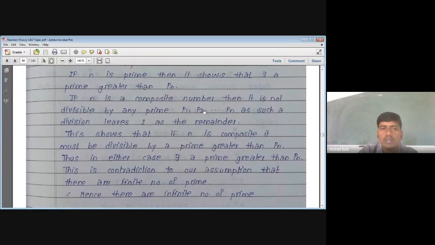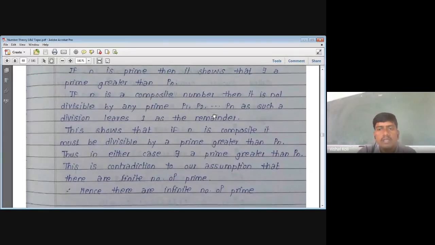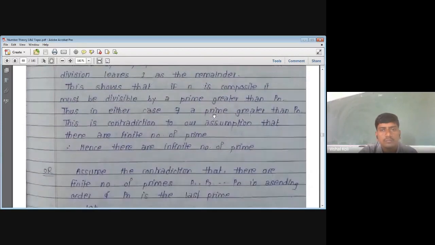Therefore there exists one prime other than these n primes which divides n, and this prime must be greater than pn, since the first n prime numbers are p1, p2 up to pn. Thus in this case also we get one prime greater than pn. Therefore, either n is a prime number or n is a composite number, in both the cases we get a prime greater than pn.